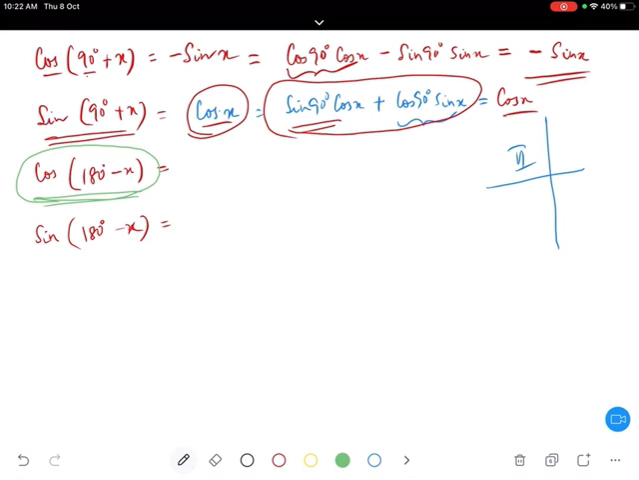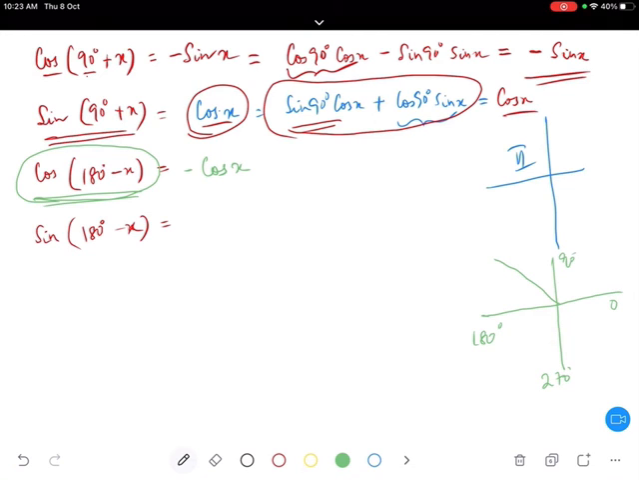180 degree is an even multiple of 90. So cos will remain cos. Then, 180 minus x lies in which quadrant? Think hard and tell me. It is less than 180, so it lies in the second quadrant. And in the second quadrant, cos is negative. So it is minus cos x. These things we have already done.